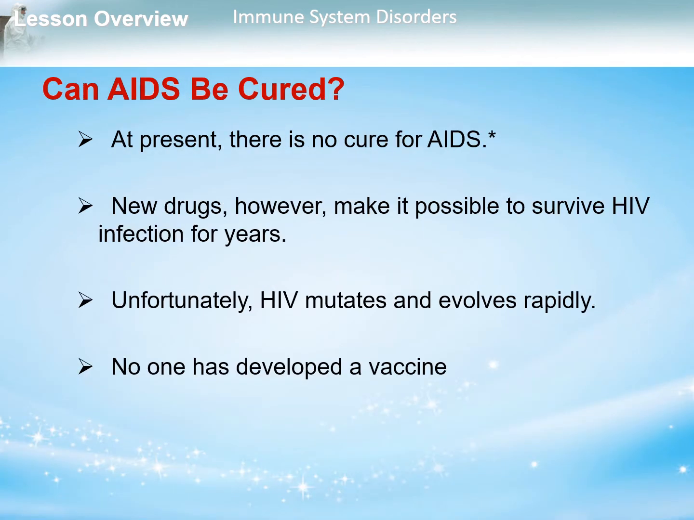So can AIDS be cured? At present, there is no cure for AIDS. New drugs, however, make it possible to survive HIV infection for years. Unfortunately, HIV mutates and evolves rapidly. The virus has evolved into many strains that are resistant to most drugs used against them. So it's quite hard to develop medicines or vaccines because of the rapid evolution of HIV. No one has developed a vaccine that offers protection for any length of time.